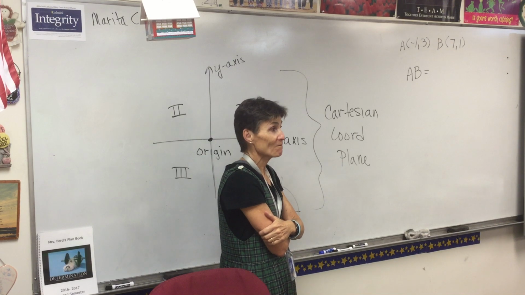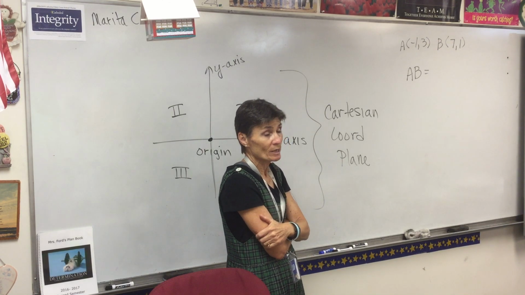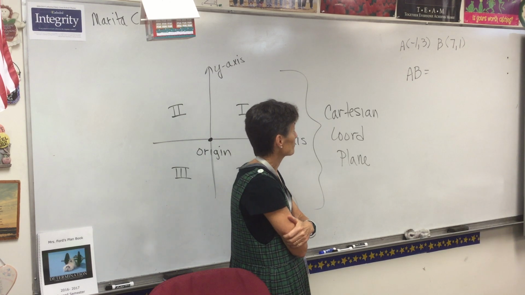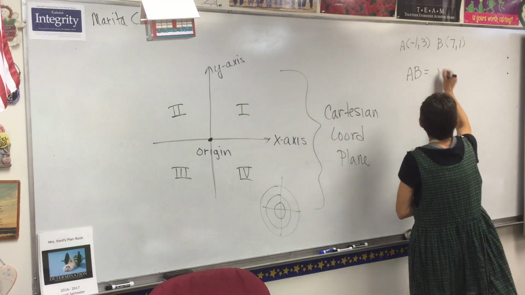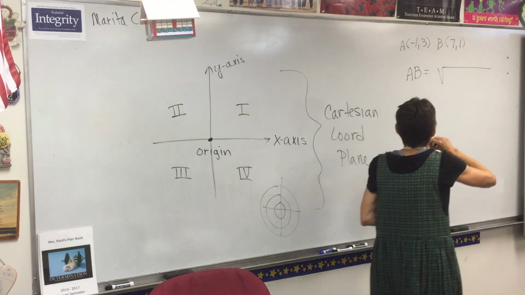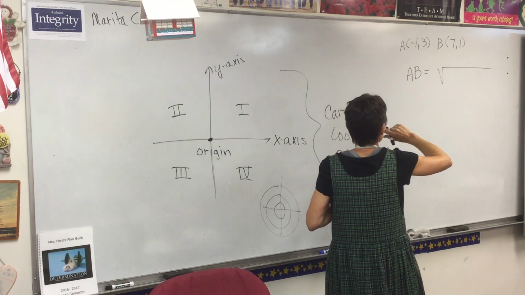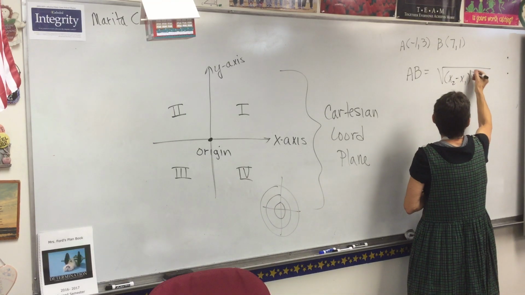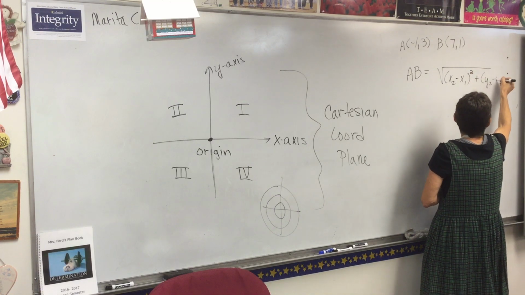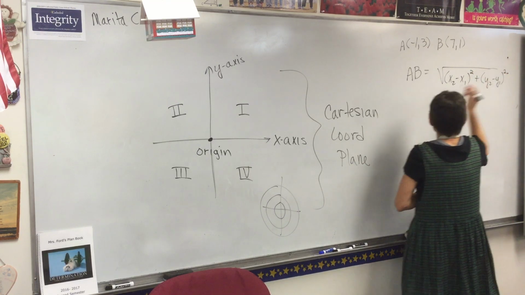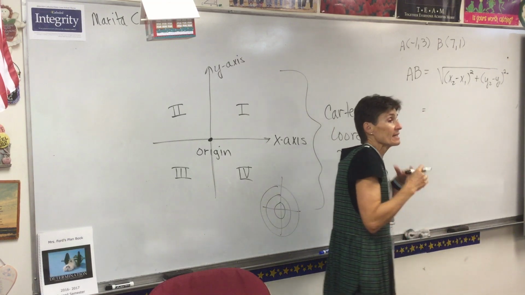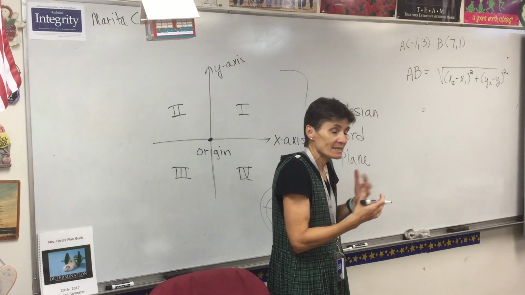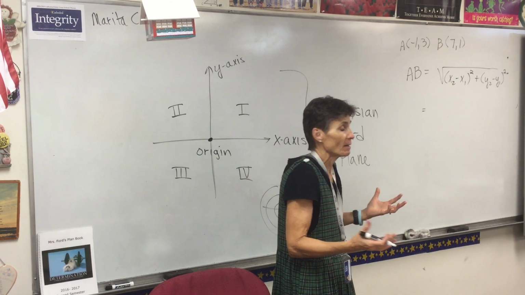Who remembers how to find the distance between 2 points? Is it the square root of x2 minus x1 over y? Not over. It's one big long line. So the formula is this. Jalen, you're right. But nobody is ever going to ask you for the formula. They just want you to be able to do the problem.